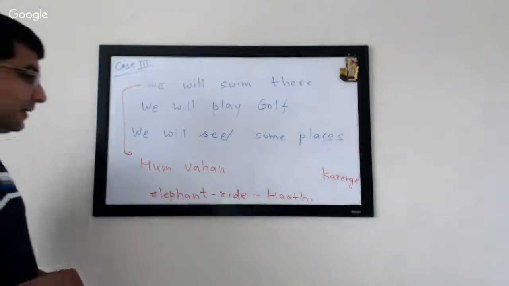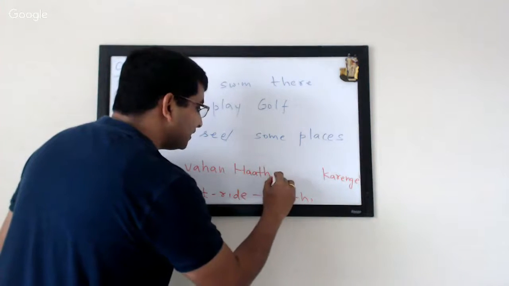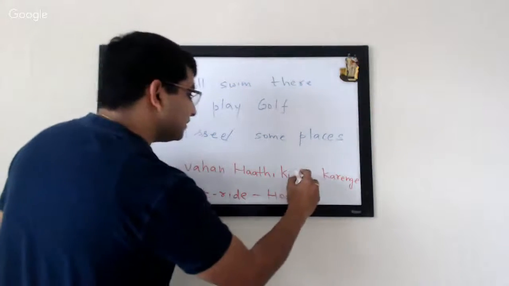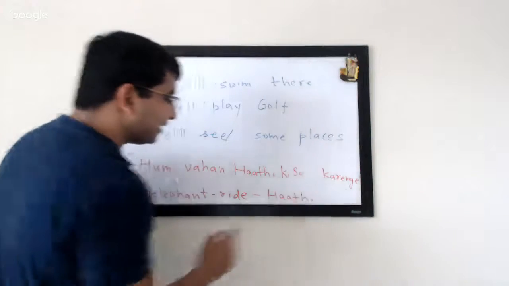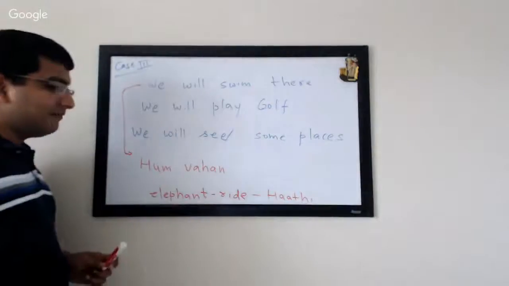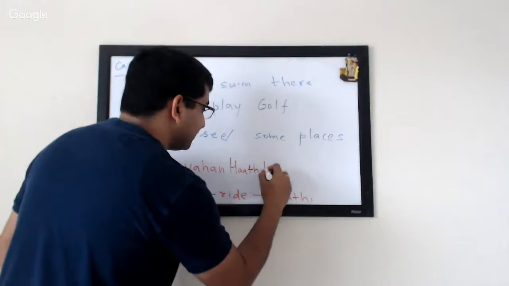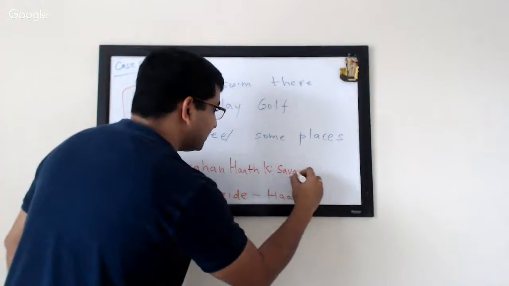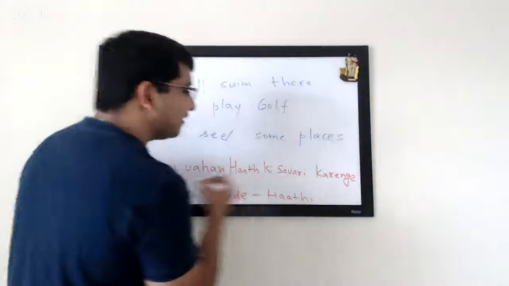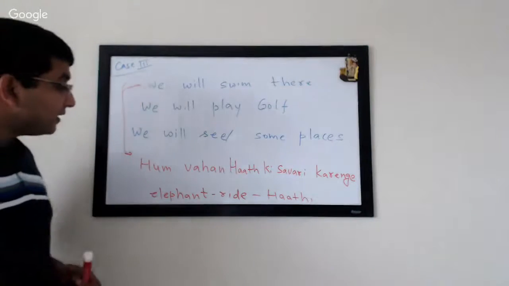Very good. So it will be हम वहाँ हाथी की सवारी करेंगे. Let me make some space here. हम वहां, elephant will come here, हाथी की सवारी करेंगे. हम वहां हाथी की सवारी करेंगे.